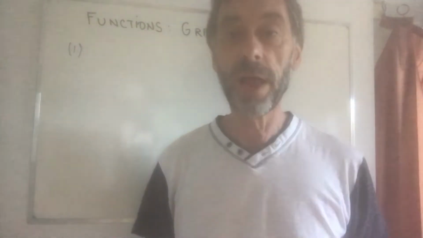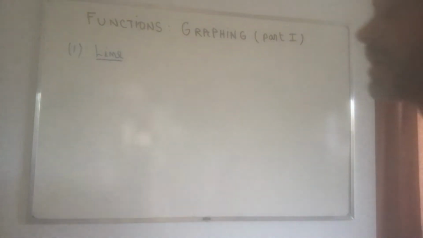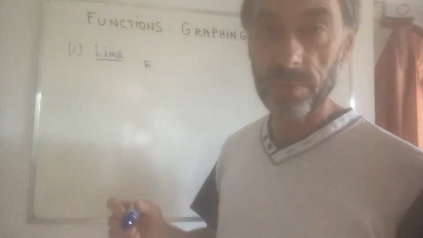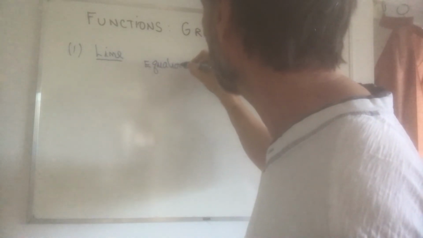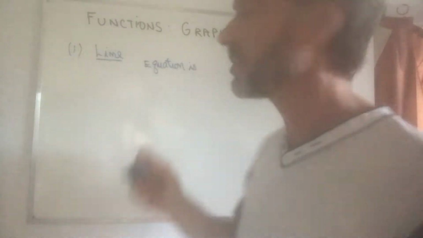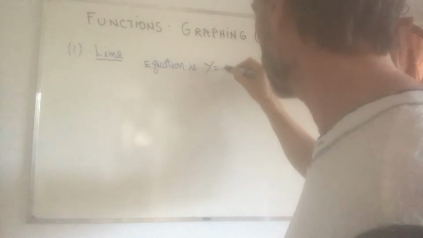The first graph that I would like to look at with you is the graph of a line. Yes. So let us see if we can actually recall how to graph a line. Very simple, isn't it? So the general equation of a line, as you probably all remember, is, you've guessed it, y equals ax plus b.